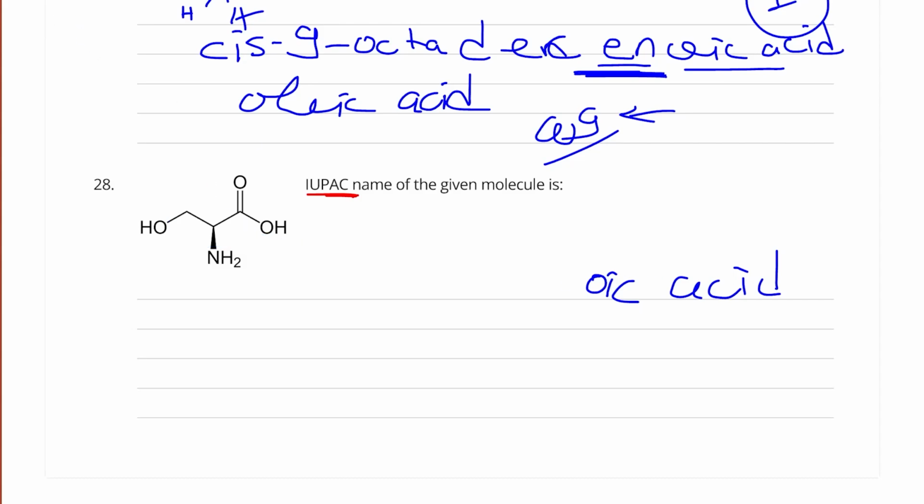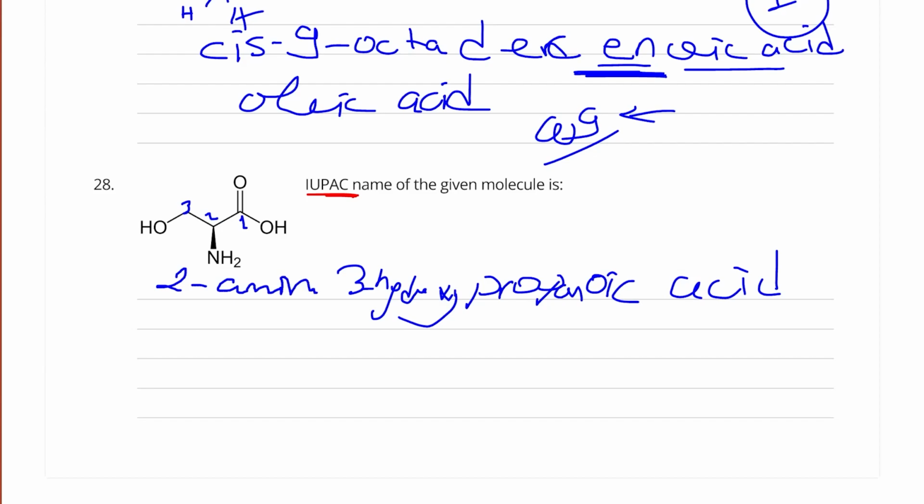So let's number the carbon backbone. 1, 2, 3. So it is a propanoic acid. Propanoic acid, my dear friend. But the propanoic acid has a hydroxyl group at the third carbon and an amino group at the second carbon. So 2-amino-3-hydroxypropanoic acid is the IUPAC name of the given compound, my dear friends. This is the IUPAC name.